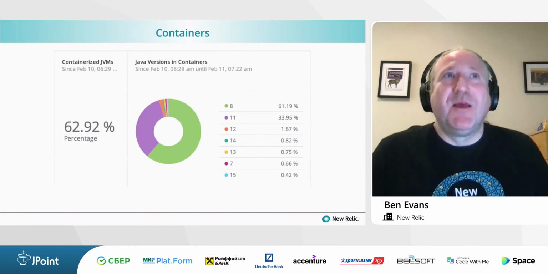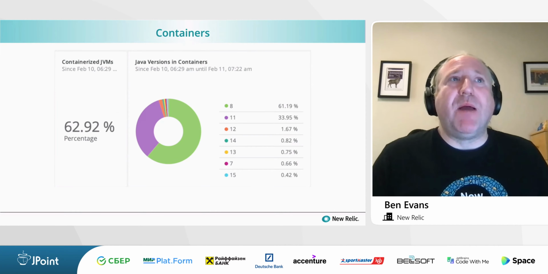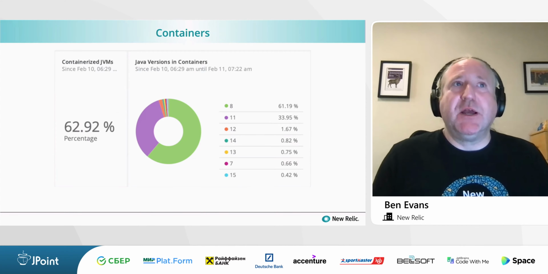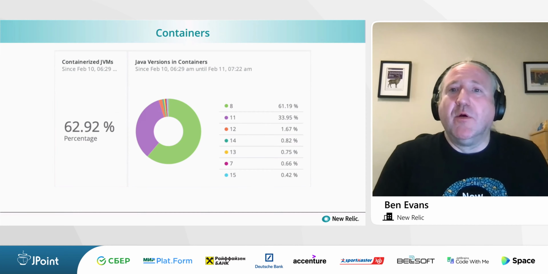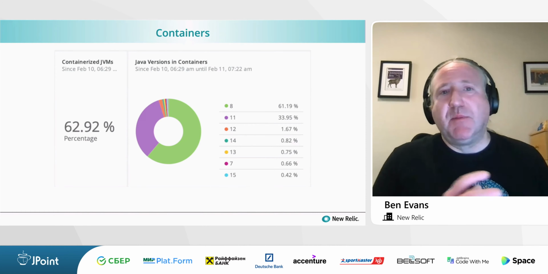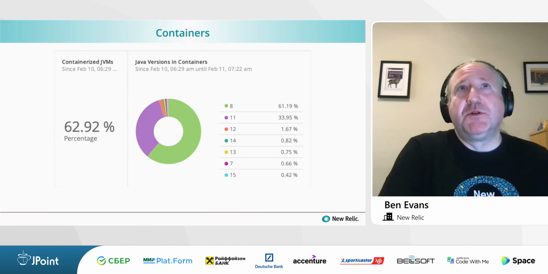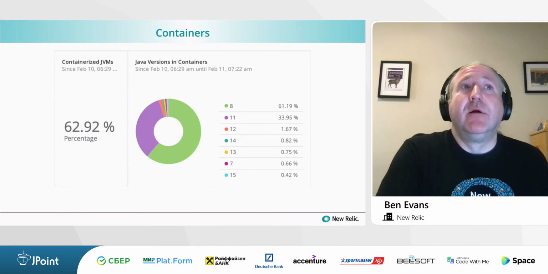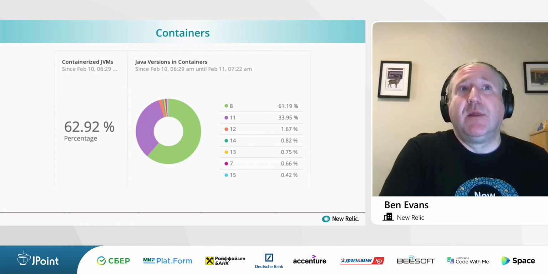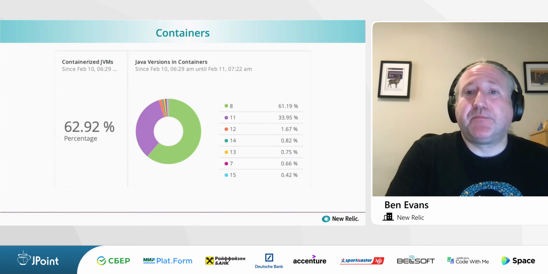Let's talk about containers. Of all the JVMs we see, about 63% of them are containerized. So this gives you some indication of the cloud transition that's going on right now. People talk about how the cloud is taking workloads and people are moving out of data centers and bare metal installations, and that's true. But it's important to realize how far along that curve we are, because we're not all the way there yet. We're only 63% of the way there. There's still 37% of the workloads we see which are not containerized yet.